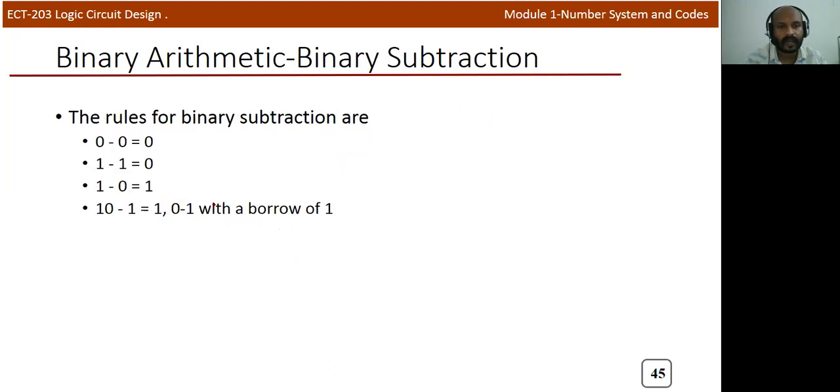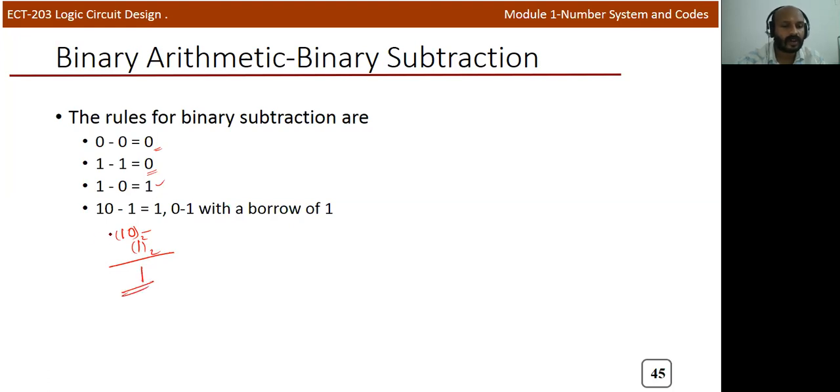Now we'll move on to binary subtraction, similar to binary addition. So 0 minus 0, we'll call it 0. Here it is 1 minus 1, which is 0. Here it is 1 minus 0, which is equal to 1. And here comes the special case, 1 0 minus 1. If you subtract 1 from 1 0, all these values are binary, so don't get confused, this is not decimal, so you'll get 1.